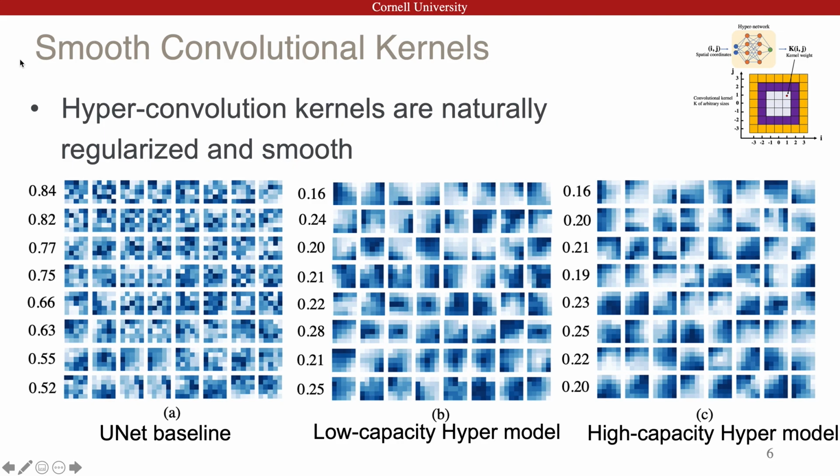One of the benefits of having smooth kernels is that the model will be more robust against noise. This is especially important for medical imaging applications because during acquisition, medical images such as MRI might contain different levels of noise.